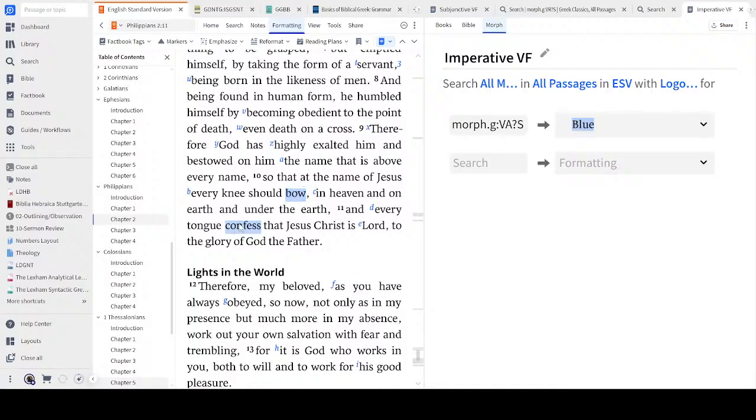These are all in the subjunctive. That's not what I wanted. I didn't want that. I want it in the imperative. I want imperative and I want aorist. So, and every tongue confess. This word confess.